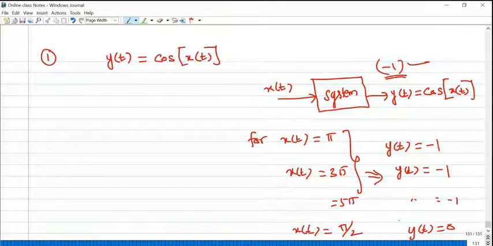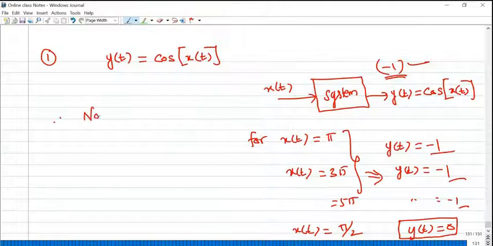So what are the two rules for checking the invertibility? The output should never become 0 for any of the inputs. And also more than one input should not give the same output. Because from this information, we cannot guess whether the input is pi, 3 pi, 5 pi, 7 pi, and so on. And also for pi by 2 the output equals 0. Therefore, the system is non-invertible.